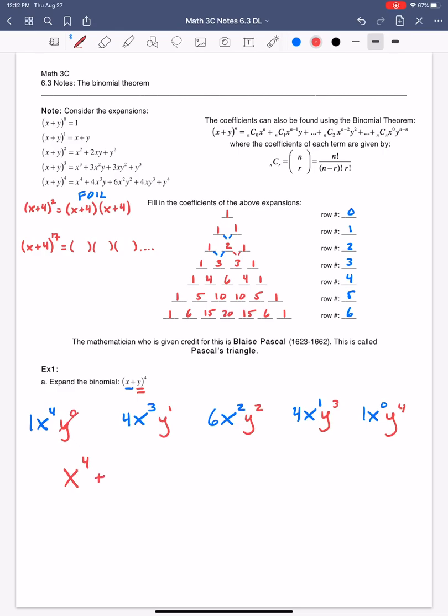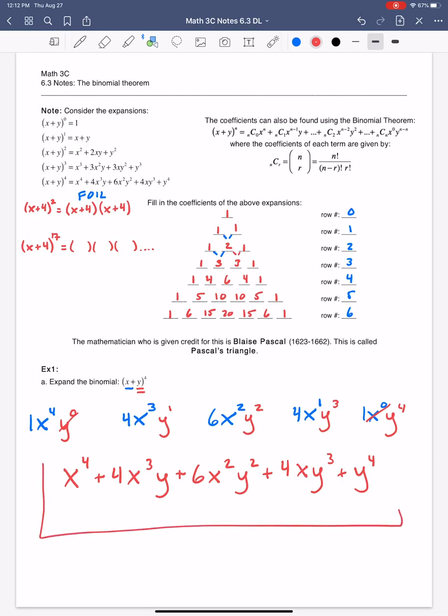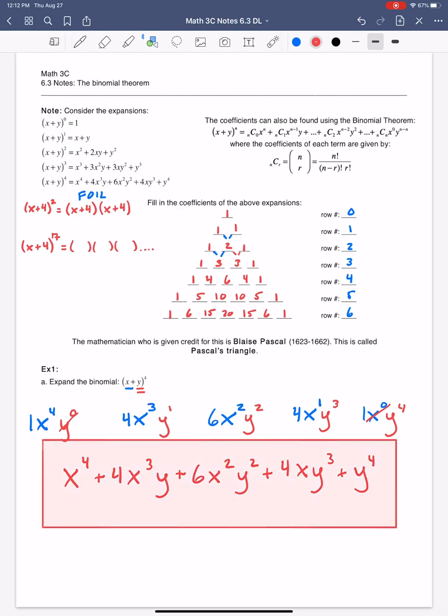Then we have plus, because this is a positive 4, plus 4x to the 3rd y plus 6x squared y squared plus 4x y to the 3rd plus, again, x to the 0 is going to go away because it's just multiplying by 1. So we have 1 times y to the 4th, which is just y to the 4th. And so we get this super long polynomial here, right? And this is what we would get if we were to multiply that whole thing out.